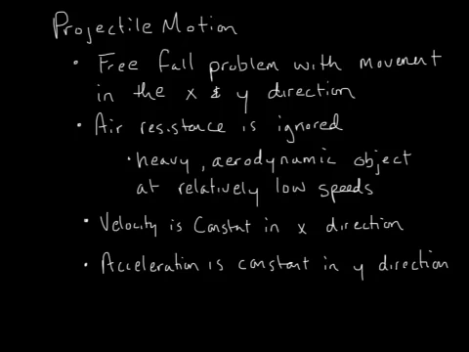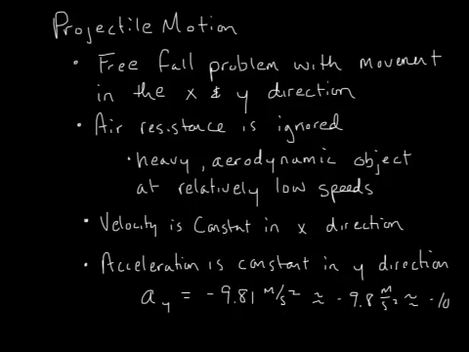And then the next thing we need to realize is that acceleration is constant in the y direction. Since the only force acting on our object is going to be gravity, the only acceleration is going to be the acceleration due to gravity. And so the acceleration in the y direction is going to be negative 9.81 meters per second squared, if we're calling down negative, which we usually do, which is approximately negative 9.8 meters per second squared, which is also approximately negative 10 meters per second squared. So when we're setting up these problems, we're going to have constant velocity in the x direction and a constant acceleration of negative 10 meters per second squared in the y.